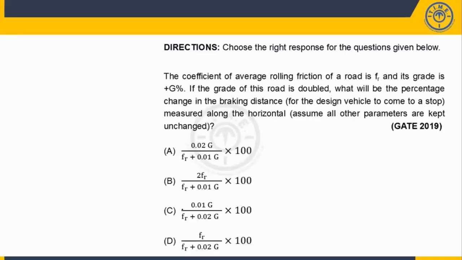Tell me the answer for this. You can do this on your own. Take 5 minutes and tell me the answer.